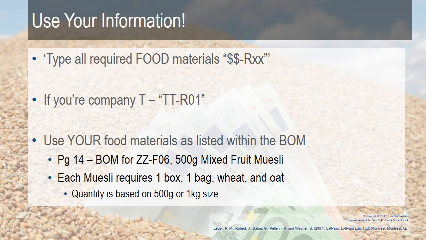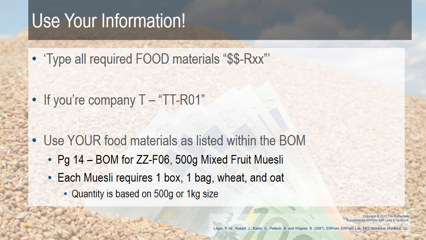So you're basically ordering each one of the materials. The bill of materials there shows you what it is for one. You're making 1,000. You will be ordering. This is your grocery list, essentially. The quantity itself is based on the 500 gram or 1 kilogram size. So you can see in the screenshot it's a 500 gram.